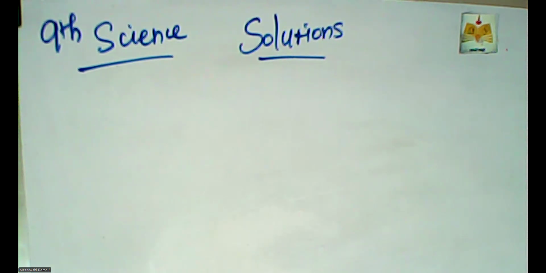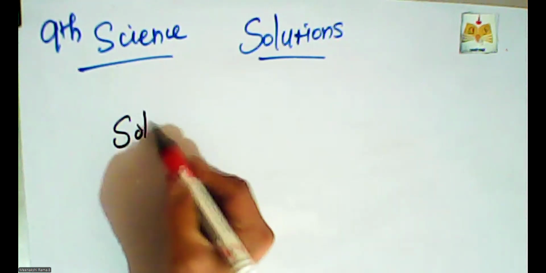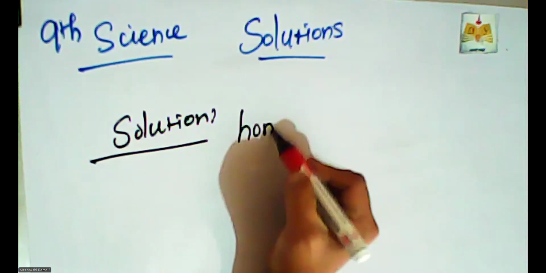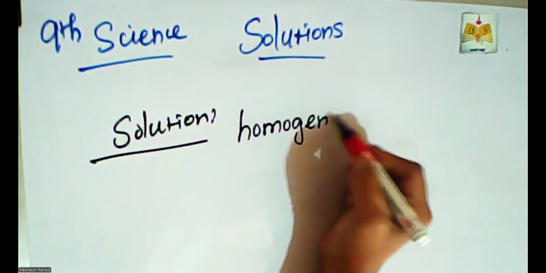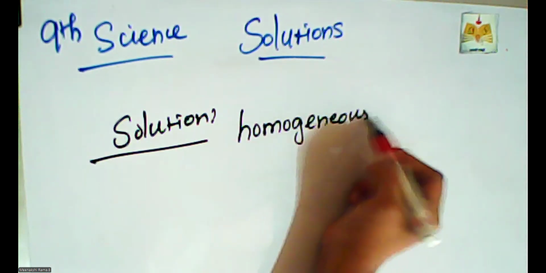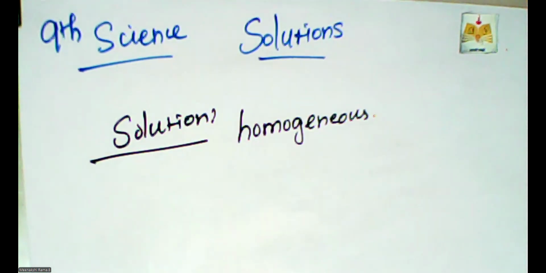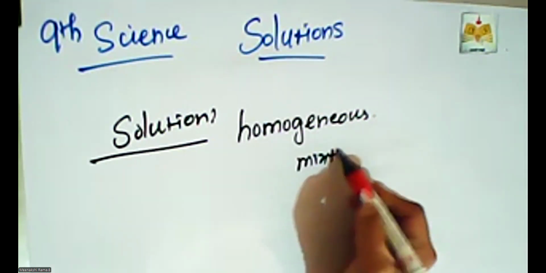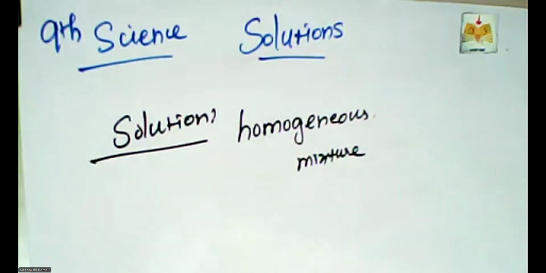Okay. So what is a solution? A solution is a homogeneous mixture. It is a homogeneous mixture of more than one substance. This is the definition of solution. Okay.